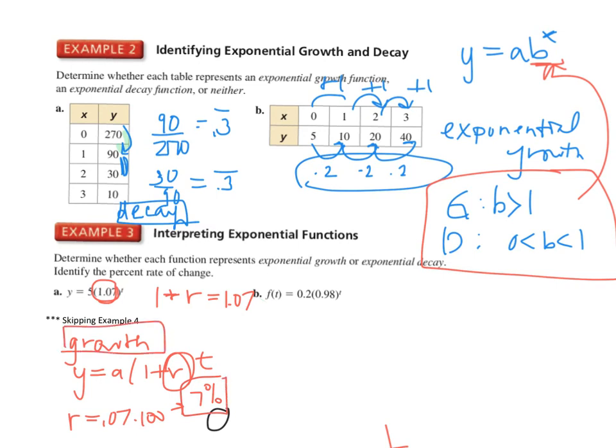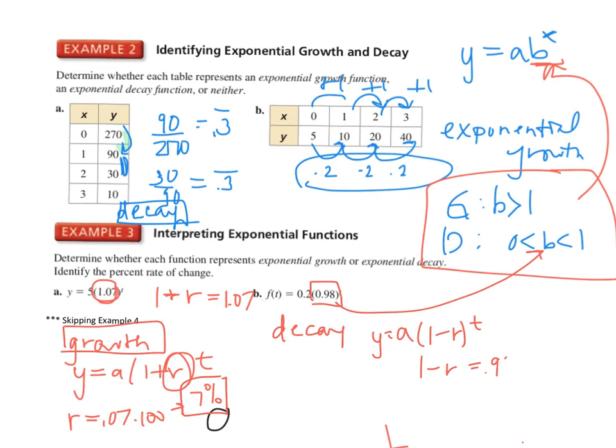And then the last example, you can look at your B value right here. See how that B value is between 0 and 1. So this is going to be a decay problem. And how do I find that R value, that percent rate of change? Remember, when it's decay, that part in the parentheses is 1 minus R. And so 1 minus what gave me 0.98.